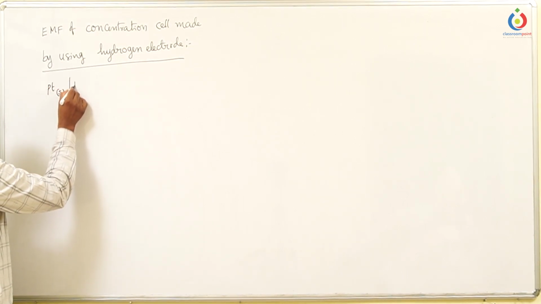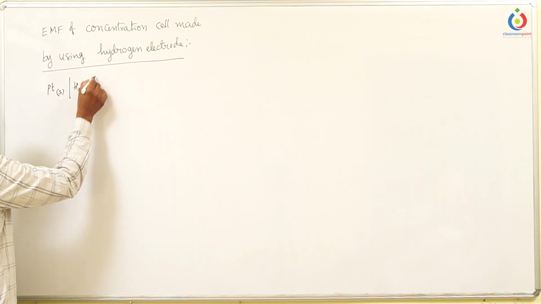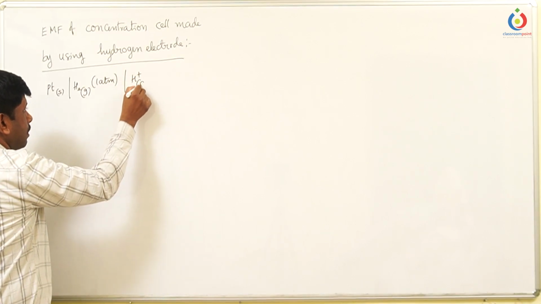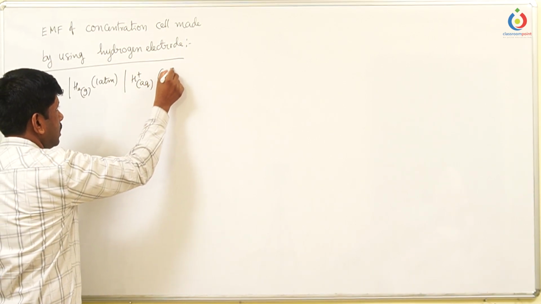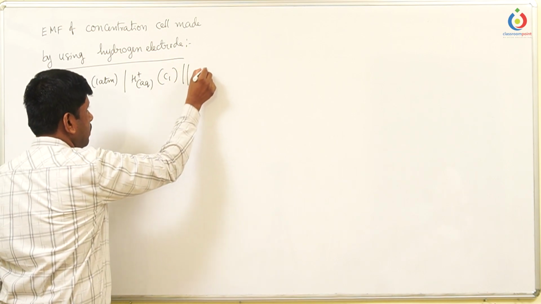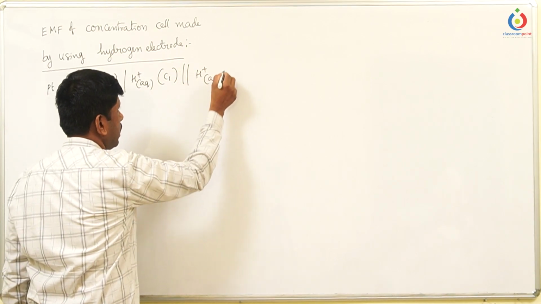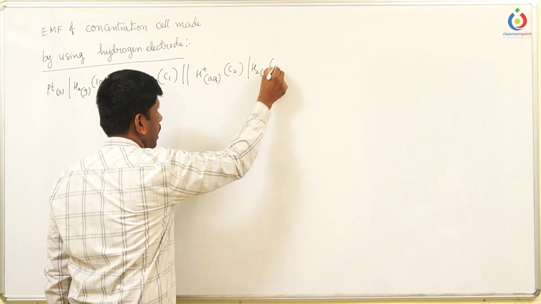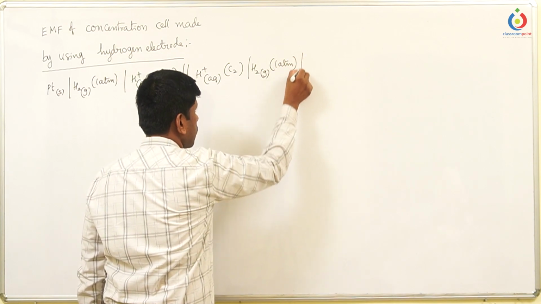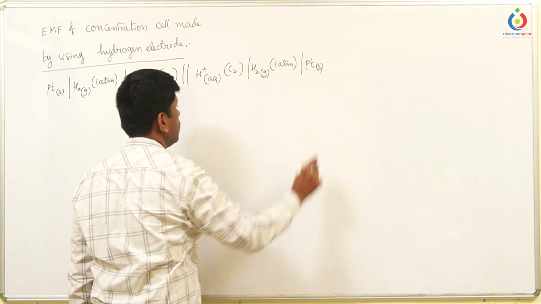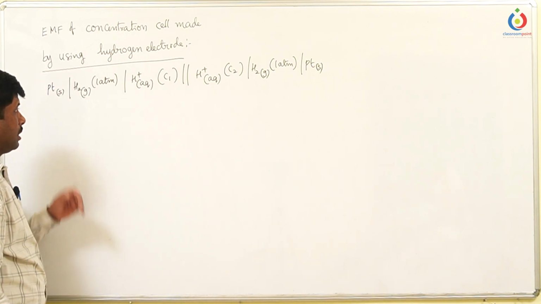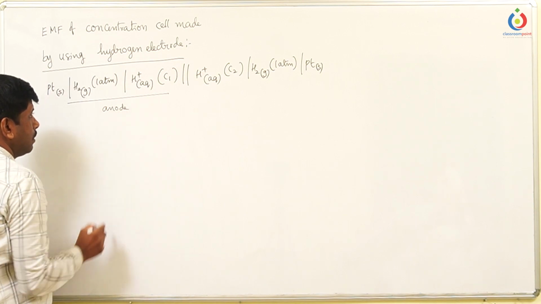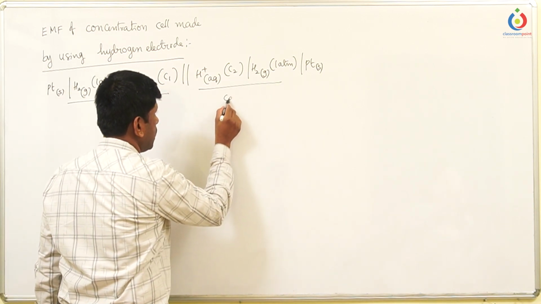Platinum solid, hydrogen gas at 1 atmosphere, H plus ion in aqueous form with concentration C1. Again H plus ion in the cathode compartment with concentration C2, H2 in the gaseous state again at 1 atmospheric pressure, adsorbed over the surface of the platinum solid. So let us write down the anode reaction as well as the cathode reaction.